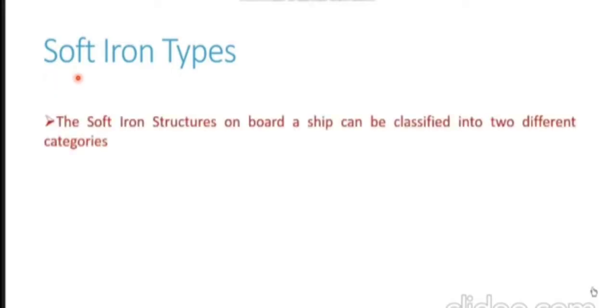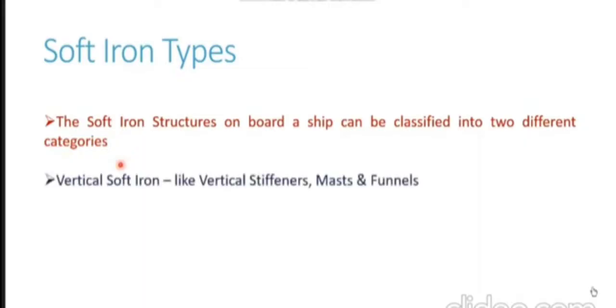Now we are going further into the soft iron and hard iron structures, because this is a very important concept to understand the working as well as the correction of the magnetic compass. The soft iron structures present on board can be classified into two categories. These are the vertical soft iron, which has a vertical orientation. It could be the vertical stiffeners, which are welded onto the bulkheads, so they have a vertical orientation. Or you could have the masts, forward mast, any cranes, the crane houses, the aft mast, and the funnel. All these structures have a vertical orientation on board.